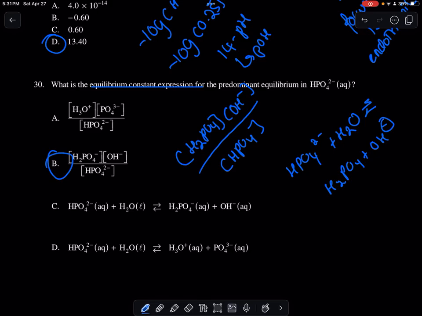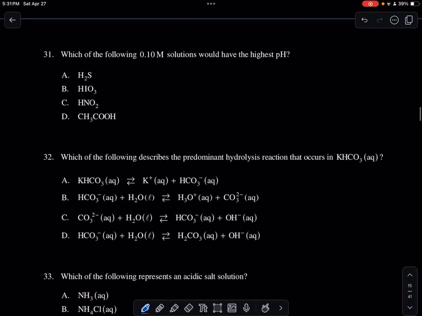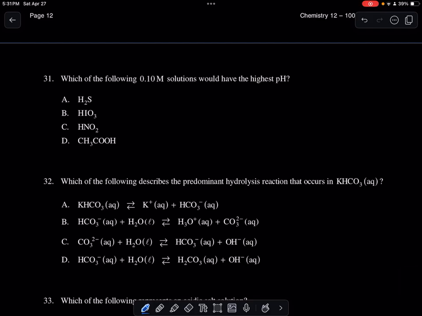And remember, we don't include pure liquids in the equilibrium constant. Which of the following 0.1 molar solutions will have the highest pH? So the highest pH, so the most basic. So we have HNO2, we have CH3COOH. So what we have here is, this is an acid, this is an acid, this is also an acid.